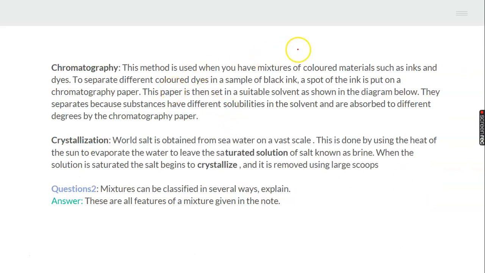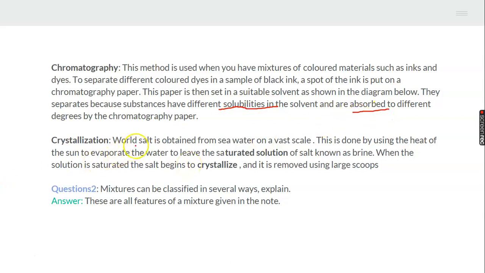Then the next one, which is chromatography. This one is all about separation of colors. For instance, you have a sample of black ink that has like 3 colors in it. What you have to do is put this black ink on a chromatography paper and dip the paper into a suitable solvent. Okay, I'll show you that diagram very soon. You dip it inside that solvent, and each of these colors in the black ink separates out based on their different solubility in the solvent and their absorption on the chromatography paper.